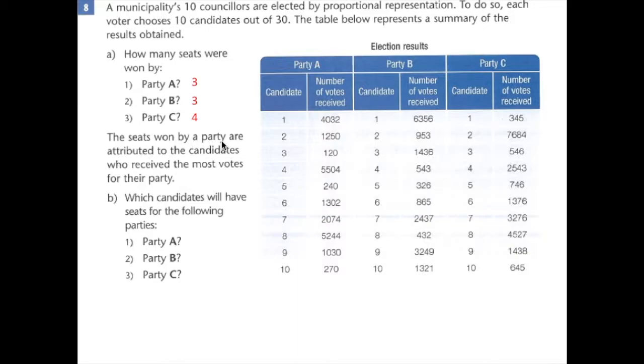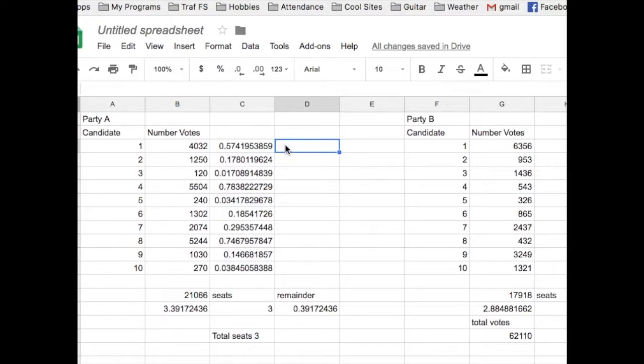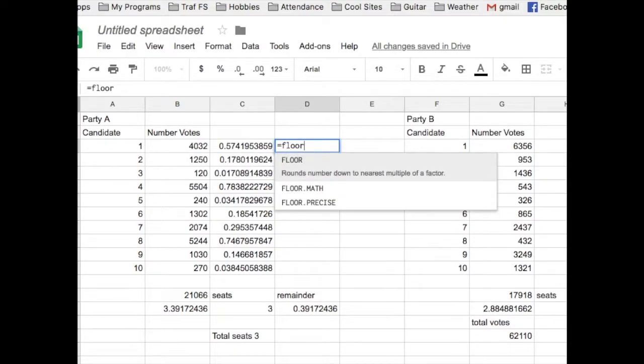The seats won by a party are attributed to the candidates who receive the most votes for their party. Which candidates will have seats for the following parties, A, B, and C? We know that Party A is getting 3 seats, so we're going to divide those 3 seats up amongst these candidates. Back in our spreadsheet, we're going to figure out the fraction of the votes, which is 4,032 out of the votes that went for Party A, out of the 21,066. I'm going to lock onto that with the dollar symbol, times the 3 seats. Let's fill that down and use our floor function, to round it down.